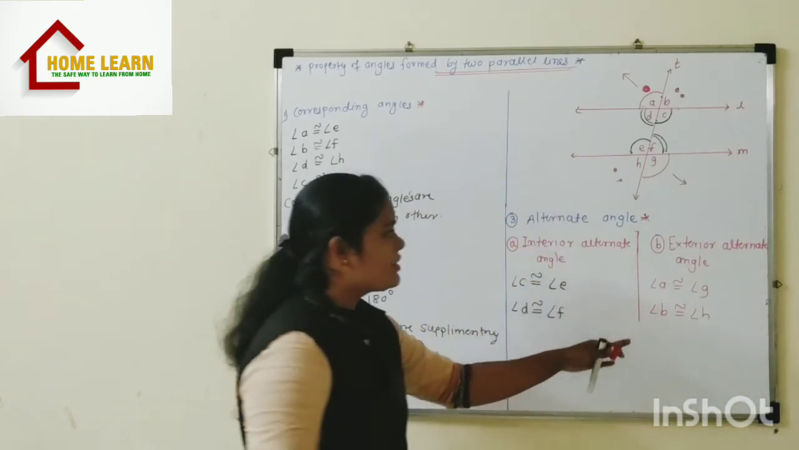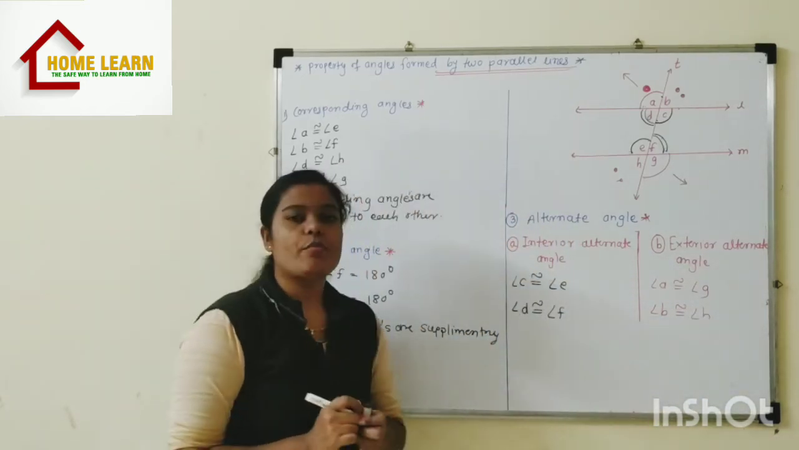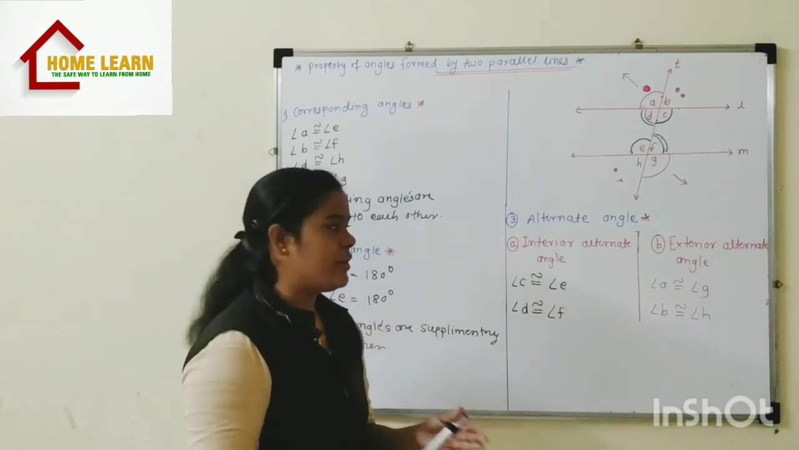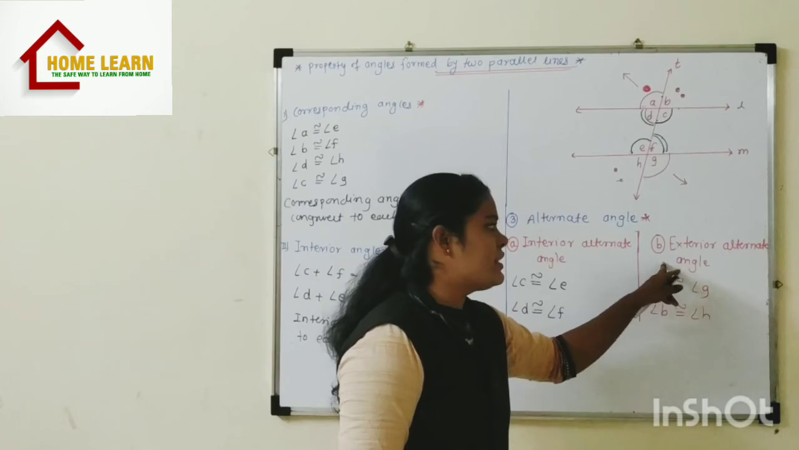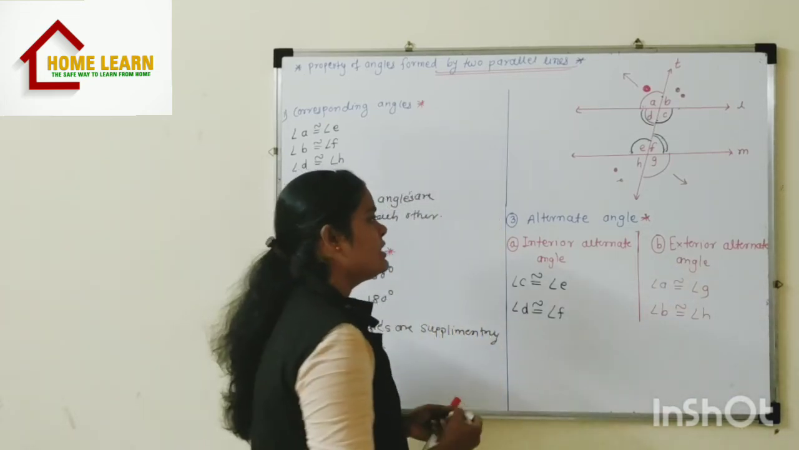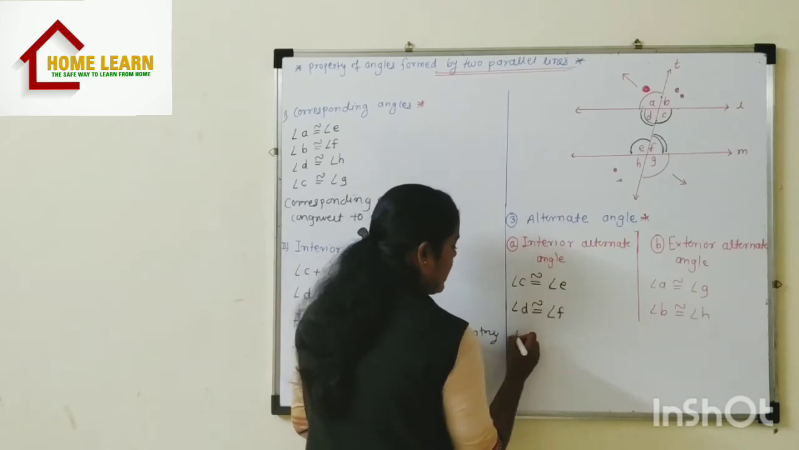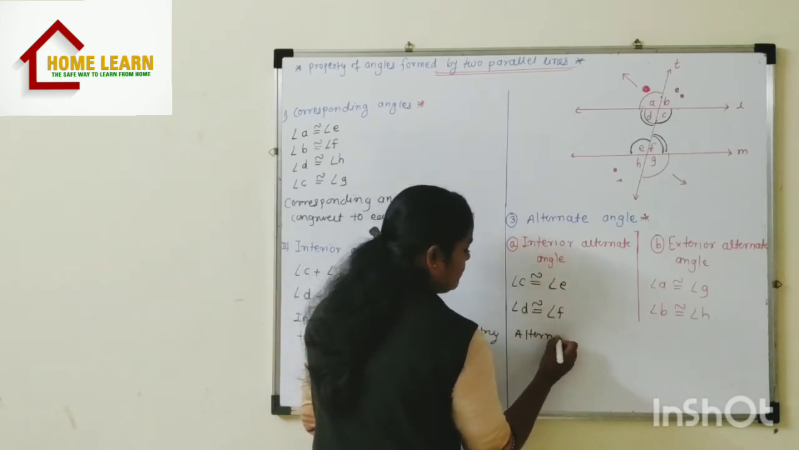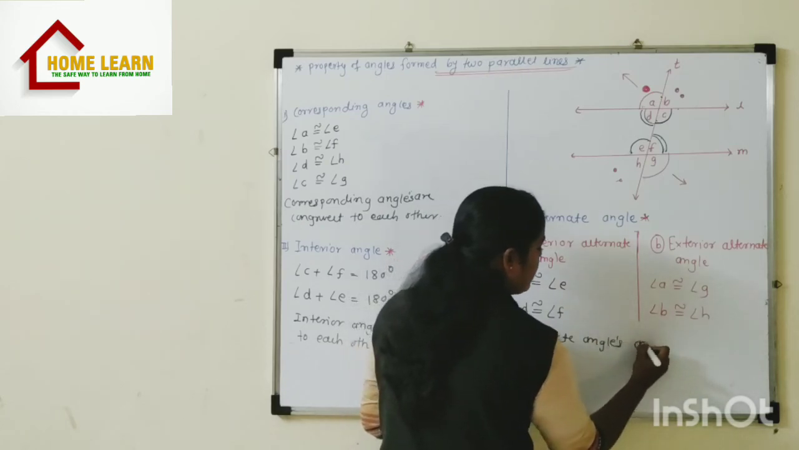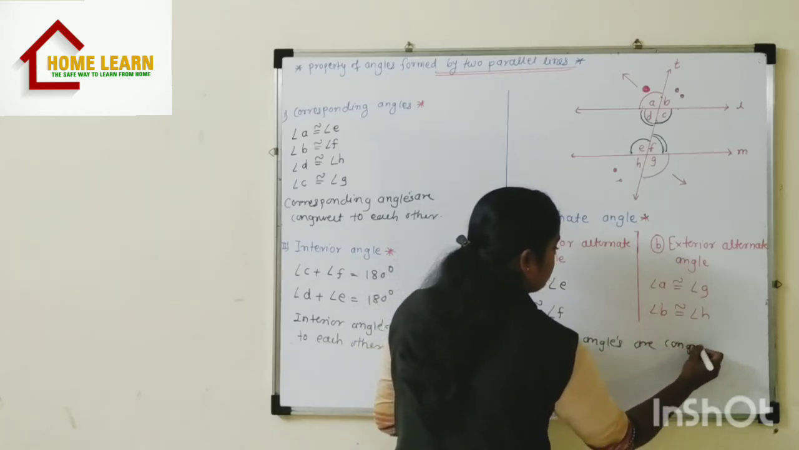These are exterior alternate angles, and the property is that each pair of alternate angles, whether interior or exterior, shows congruency or equal measurement. That means each pair of alternate angles are congruent to each other.